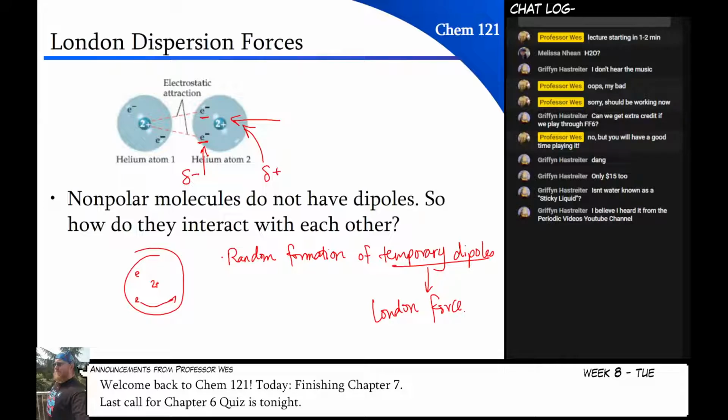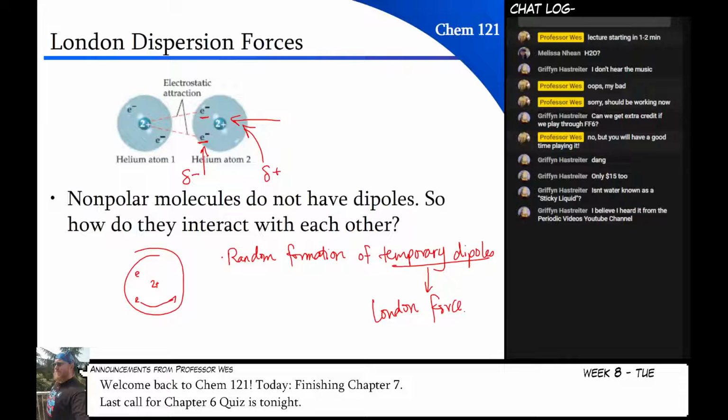And these temporary dipoles will attract to each other, and this is called the London force. So the London force is basically the same thing as a dipole, but much, much weaker because it only occurs randomly.